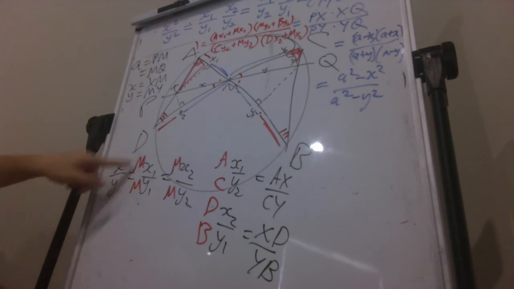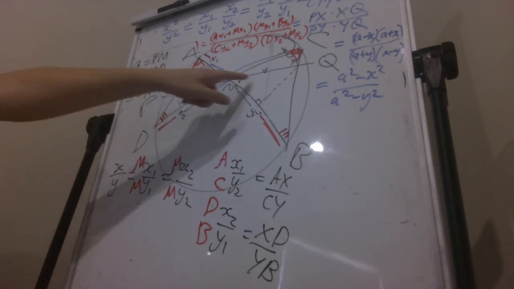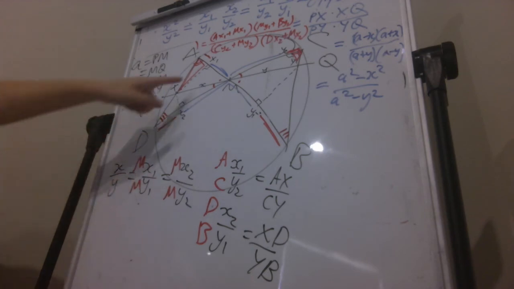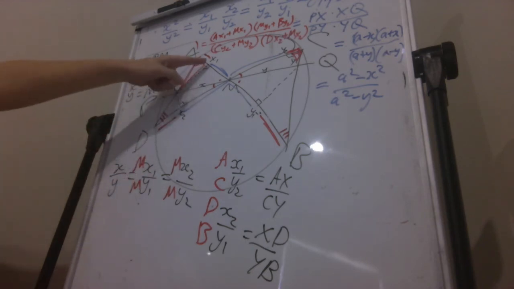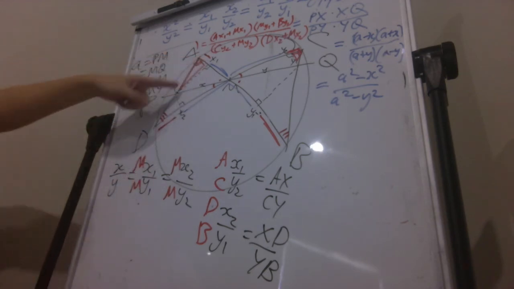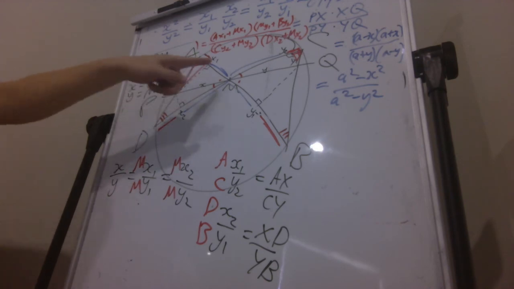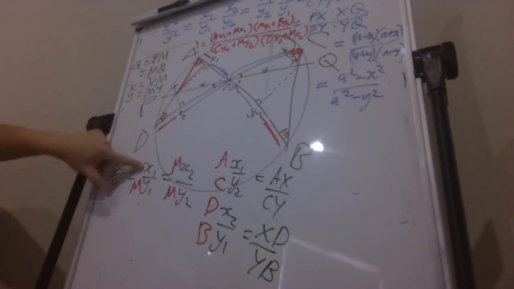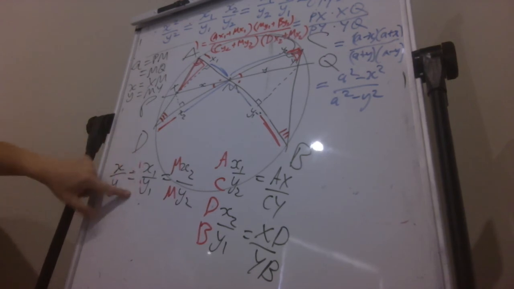Because then you don't need these m's, right? Because then x on y, in that triangle, would be the line opposite the dot, and this would be opposite the dot. So that'd be x1, y1 without the m, right?